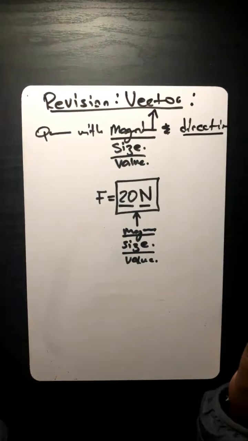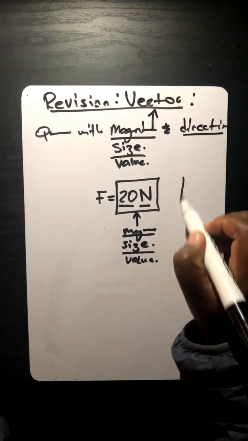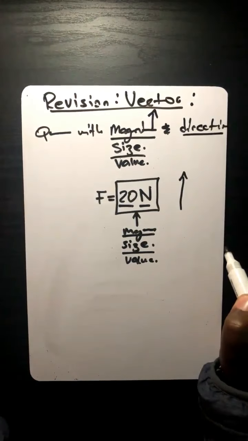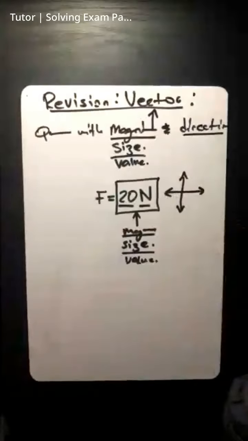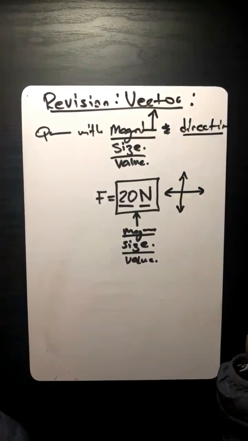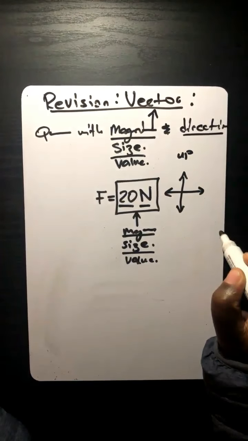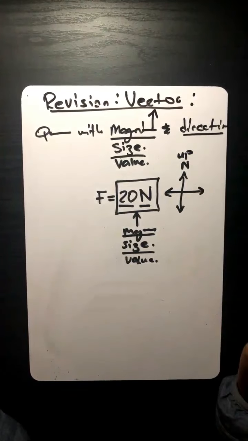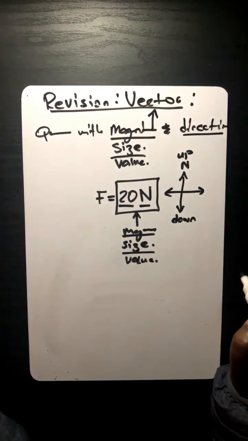Remember, ladies and gentlemen, in terms of direction, a force can be applied in an upward direction, in a downwards direction, to the right, or to the left. Very, very important. That is why sometimes you are given this type of thing which looks almost the same as a Cartesian plane. So normally it could be upwards. Otherwise, they can say in the northward direction. Ladies and gentlemen, it could be downward. Remember, this is something that you can also write as part of your notes.